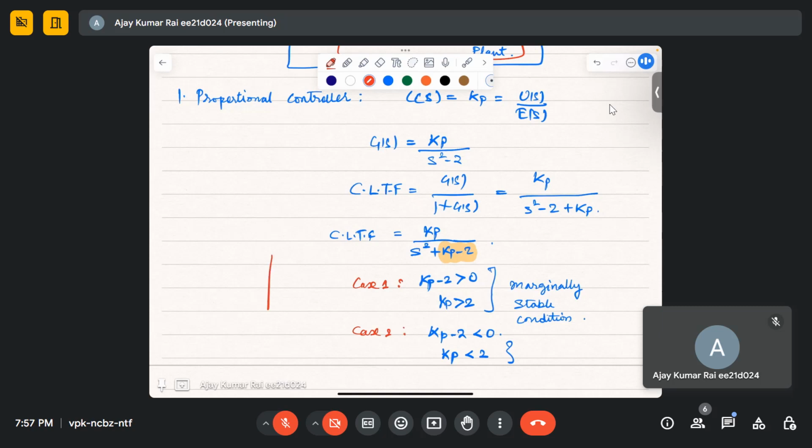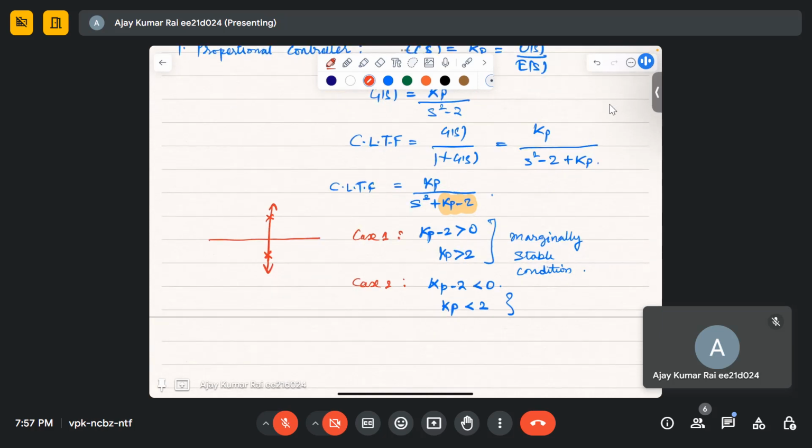So in case 1, what is happening? Your poles are lying like this, S square plus something, so you'll say the system is marginally stable. But in case 2, what is happening? Your poles lie like this.